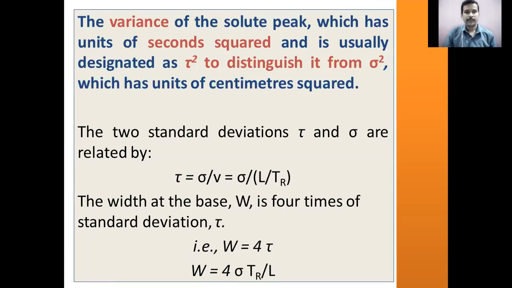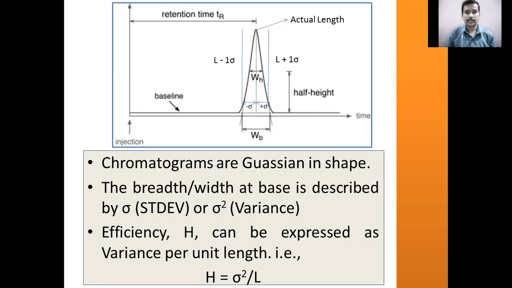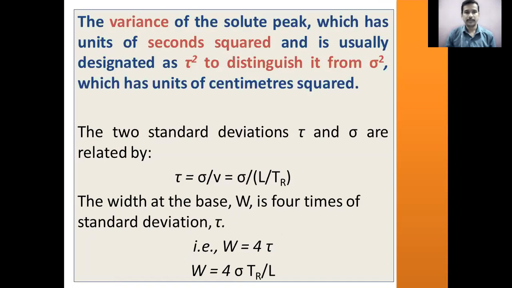Okay. The variance of the solute peak here, sigma square, will have the unit second square, because sigma is the standard deviation, and at the baseline the time factor, the retention time, is expressed in seconds or minutes. Therefore, the standard deviation is also expressed in seconds or minutes. Since variance is sigma square, sigma into sigma, so second into second, it will be second square. And this variance is usually designated as tau square.